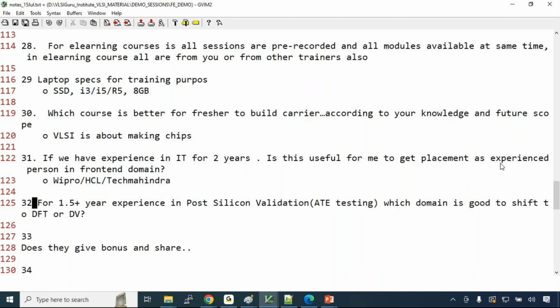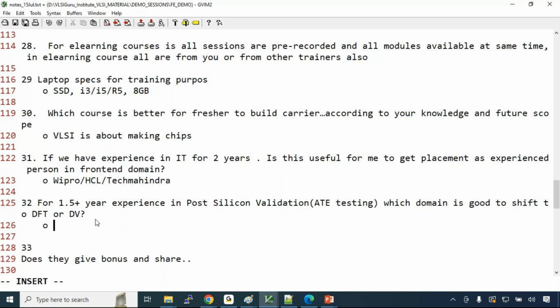Next, for a 1.5 year experienced person in post silicon validation, which domain is good to shift to, DFT or DV? Again, same thing. For you, the best thing is what you already have experience in. That makes getting a new job easier, because experience opens up more opportunities. I would suggest DFT. Why?